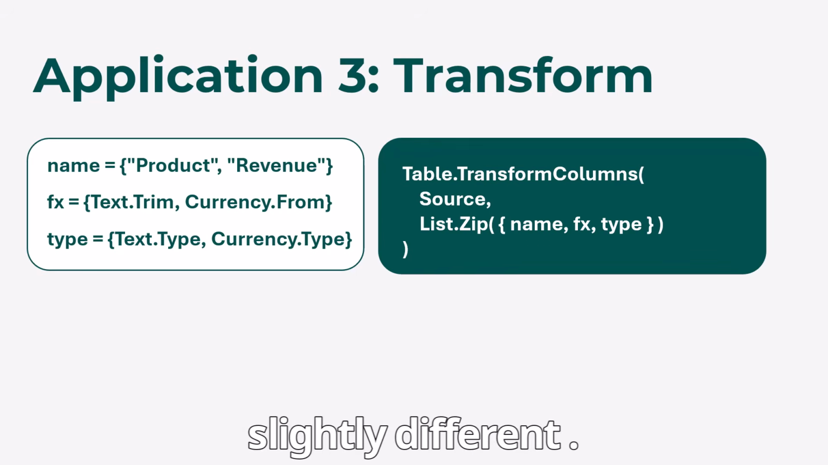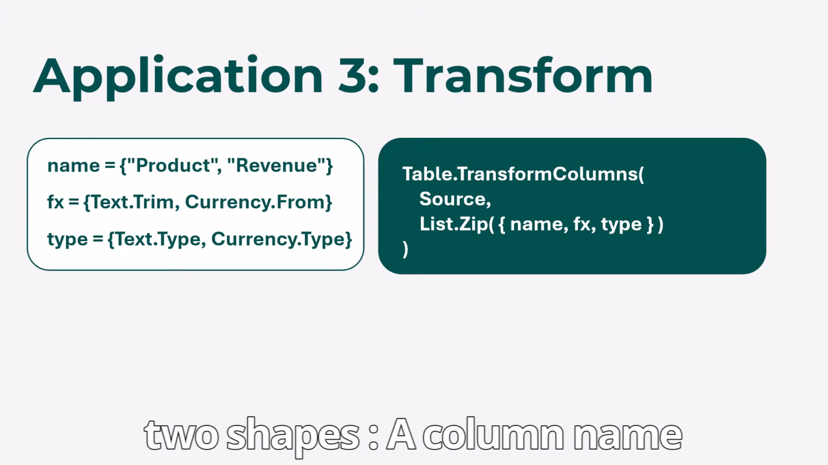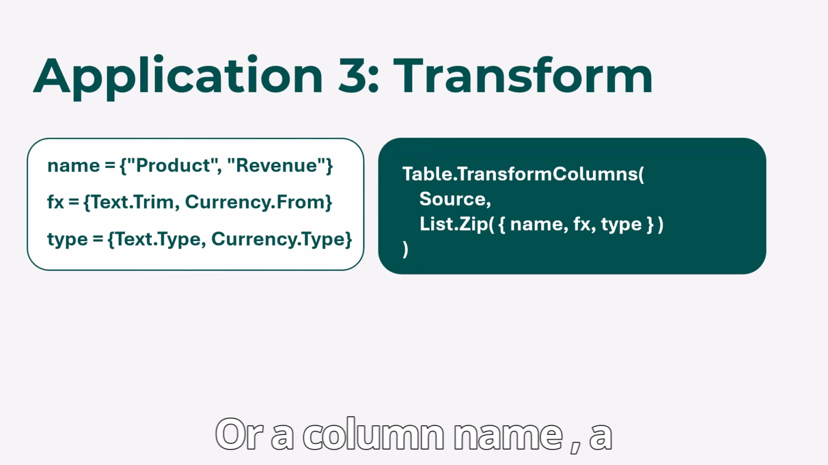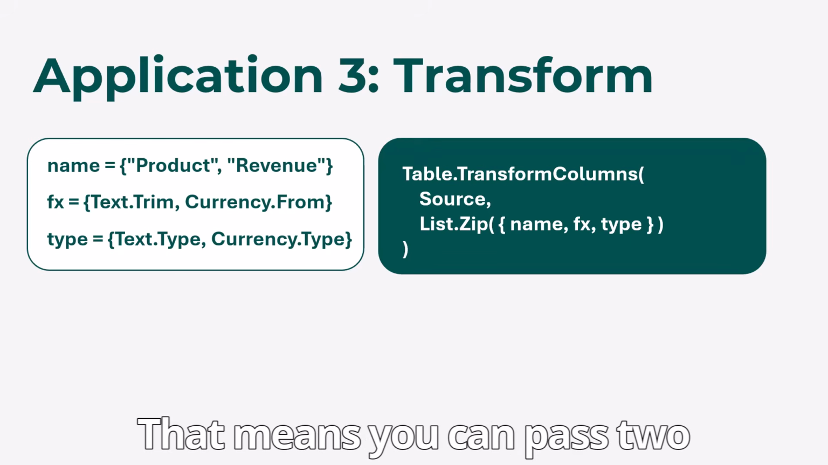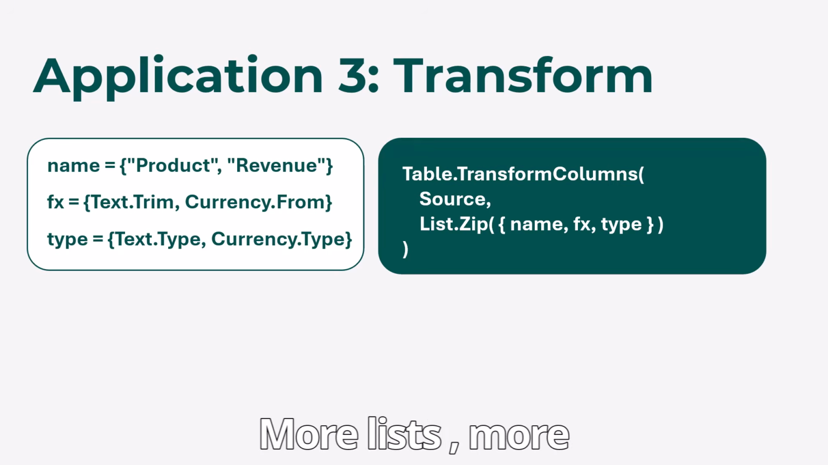Transforming columns is slightly different. The operations list can take two shapes: a column name and a transform function, or a column name, a transform function, and a new column type. That means you can pass 2 or 3 lists to the List.Zip function. More lists, more combinations where a null could appear.